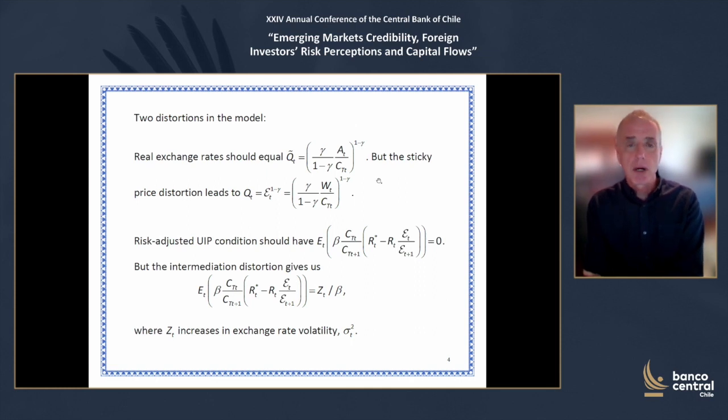So in this model, the optimal real exchange rate should equal this. And AT is productivity in the non-traded sector. CT is consumption of traded goods. This is what the real exchange rate actually is. And you can see then that one of the things you're going to want to try to do is make the nominal wage equal to the productivity in the non-traded sector. The other thing they say you would optimally like to do is have this risk-adjusted UIP condition hold. But because of this intermediation distortion, there's this other term here. You want that to go to zero. And one thing is that this term is increasing in exchange rate volatility.